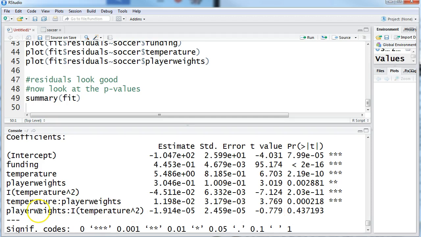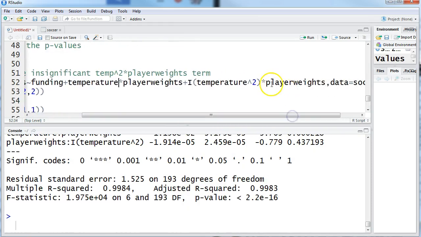So if this isn't needed, which, let's be honest, that's the most complicated part of my model, let's redo it, except I don't need this right here. I could put a plus sign. Now, I do have some redundancy because when the computer sees temperature times player weights, it's going to add temperature and it's going to add player weights.